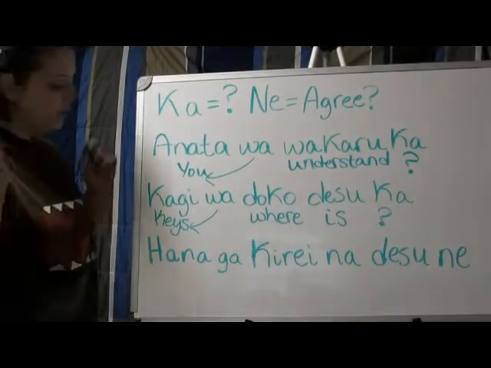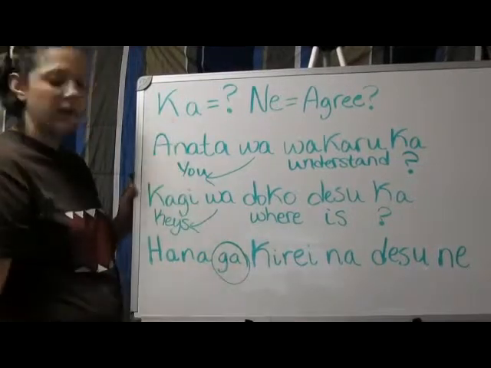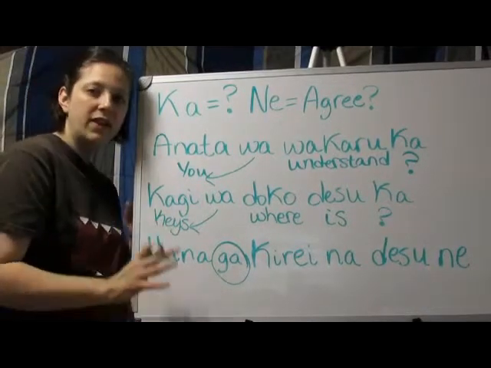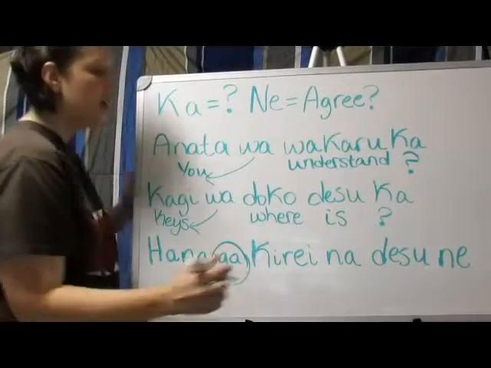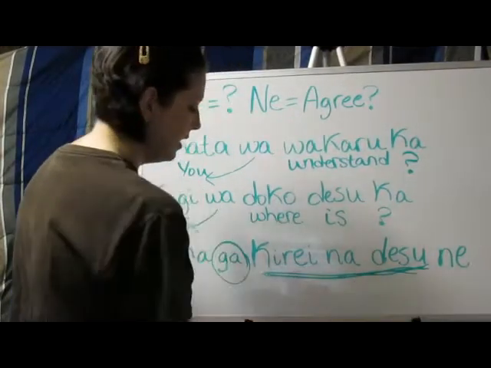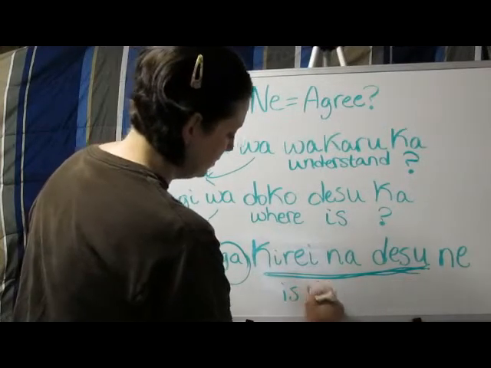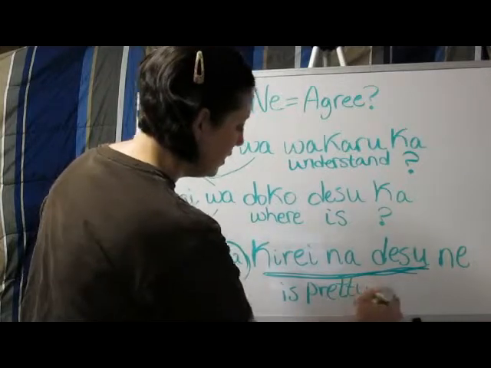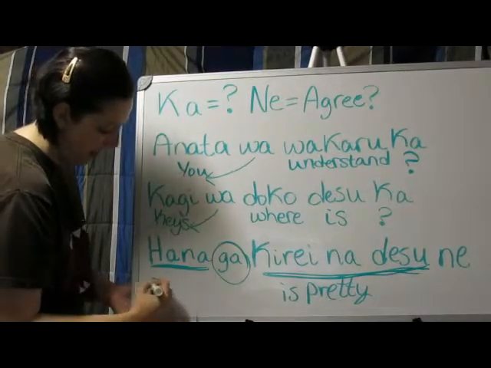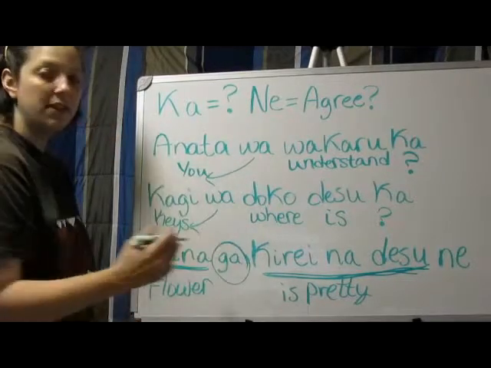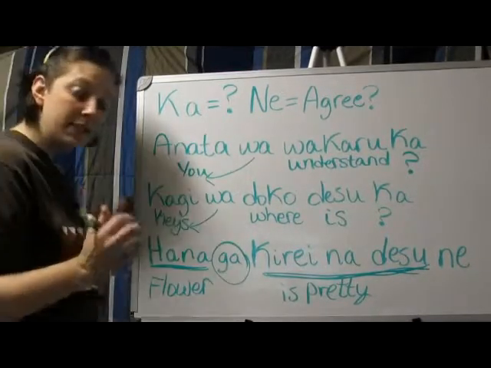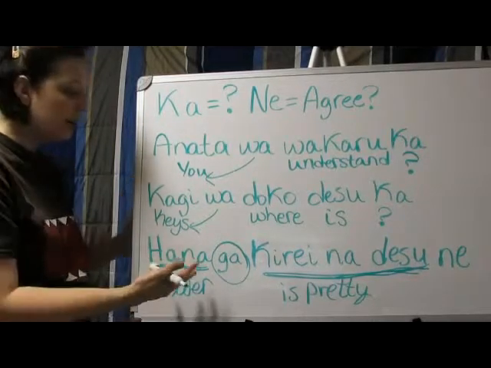Okay? So, we're using ga here, and the thing is ga points out what is receiving the action of the verb. So, in this sentence, the verb, the thing that's being done in the sentence, is pretty. Because kirei na means pretty and desu means is. So what is pretty? This is hana, the flower. Not only is ga pointing that out, but it puts a little bit of specificness on our noun, on our subject.